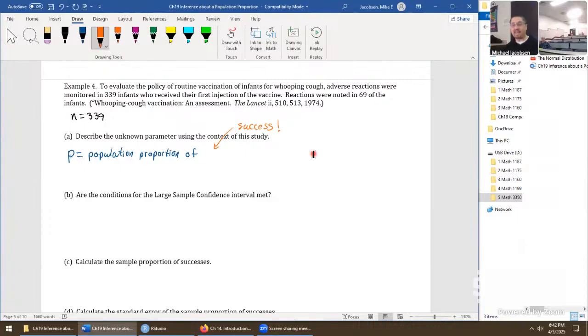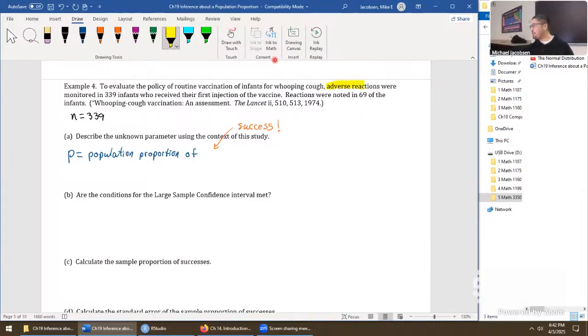You're definitely on the right track. It's about those adverse reactions, like you were saying. And then they told us reactions were noted in 69 of the infants, and there's 339 of them. So you're absolutely on the right track. This is the success in the study. Notice it just feels weird, right? The success here is an adverse reaction to a vaccine. It doesn't sound like a nice thing.